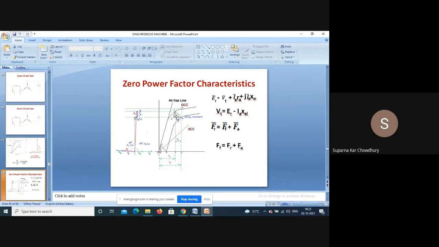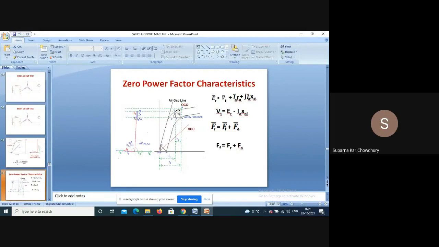Now, actually, the zero power factor point for this, what happens, this drop is IAXAL, and this shift is the FA, because this is FR, this is FF. FF versus VT is the zero power factor plot. So this is FF, and this is FR. FR versus ER plot is from OCC. So this is FR, so this difference is FA. Now, as current is constant, the vertical shift and horizontal shift are constant.